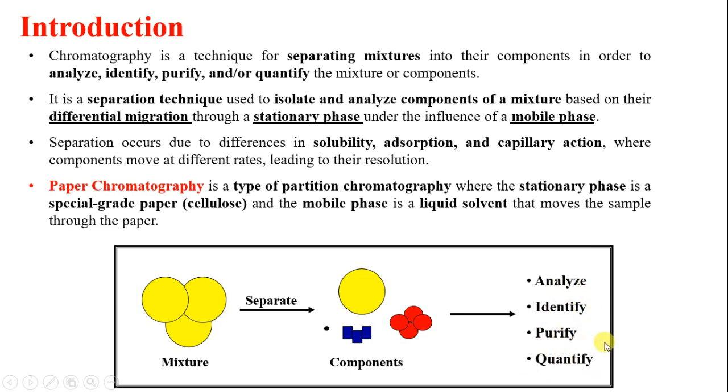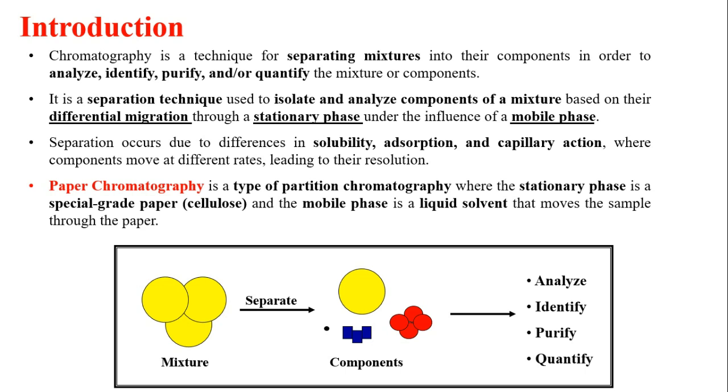Now, the most important point of this technique is that we have two types of phases. One is the stationary phase, which means it doesn't move, and the other is the mobile phase, a liquid or solvent with which the components will interact. Based on polarity, solubility, and the capillary action mechanism, the mixture components will move with regard to the solvent front. Paper chromatography is most importantly a type of partition chromatography.